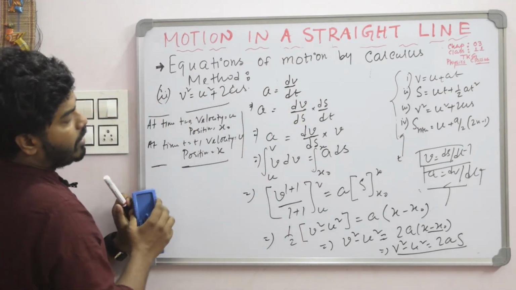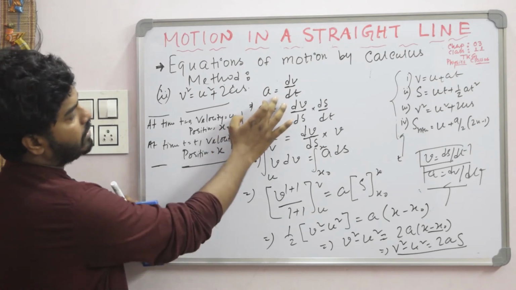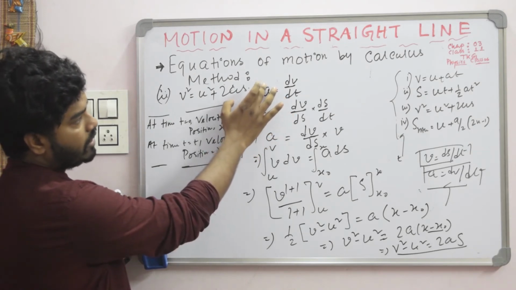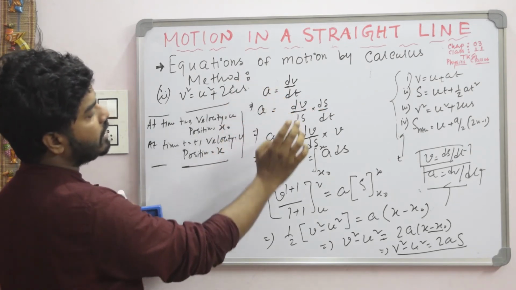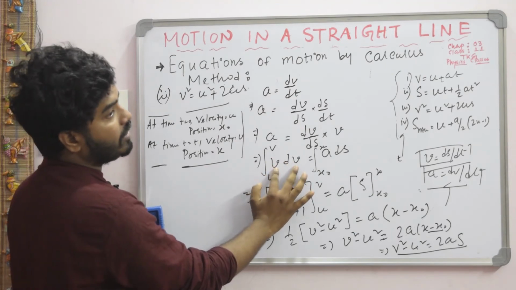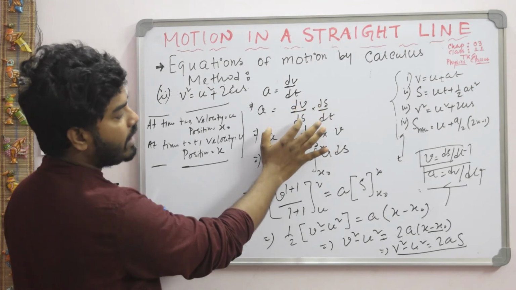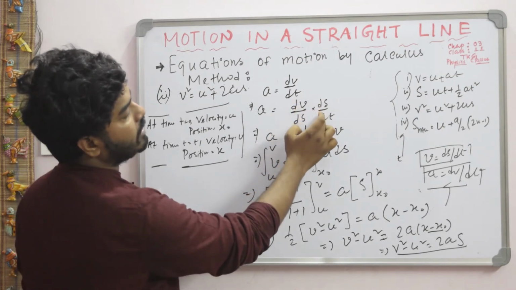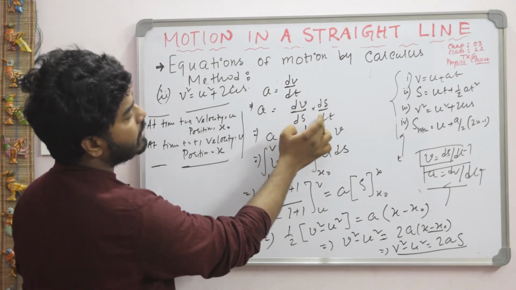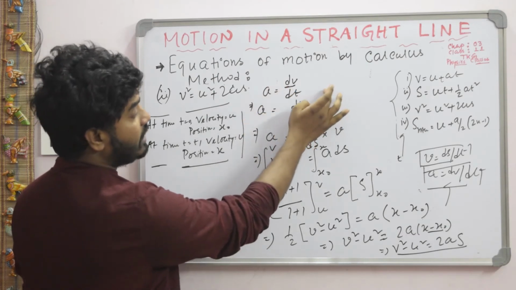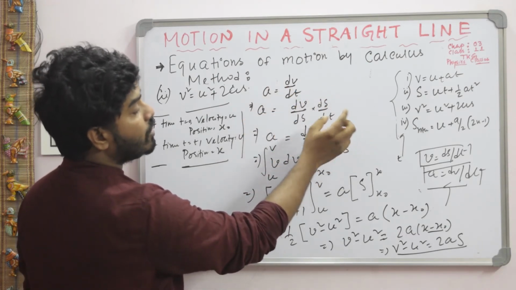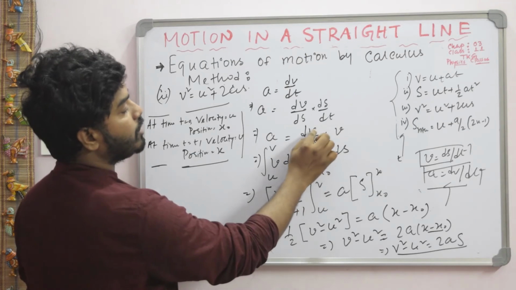You just remember one important point here. You can start from acceleration, but to make it v into dv, you use this part, that is dv by dt equals dv by ds into ds by dt. So ds cancels out, that is dv by dt remains the same. Now ds by dt represents v, so this equation becomes v into dv.